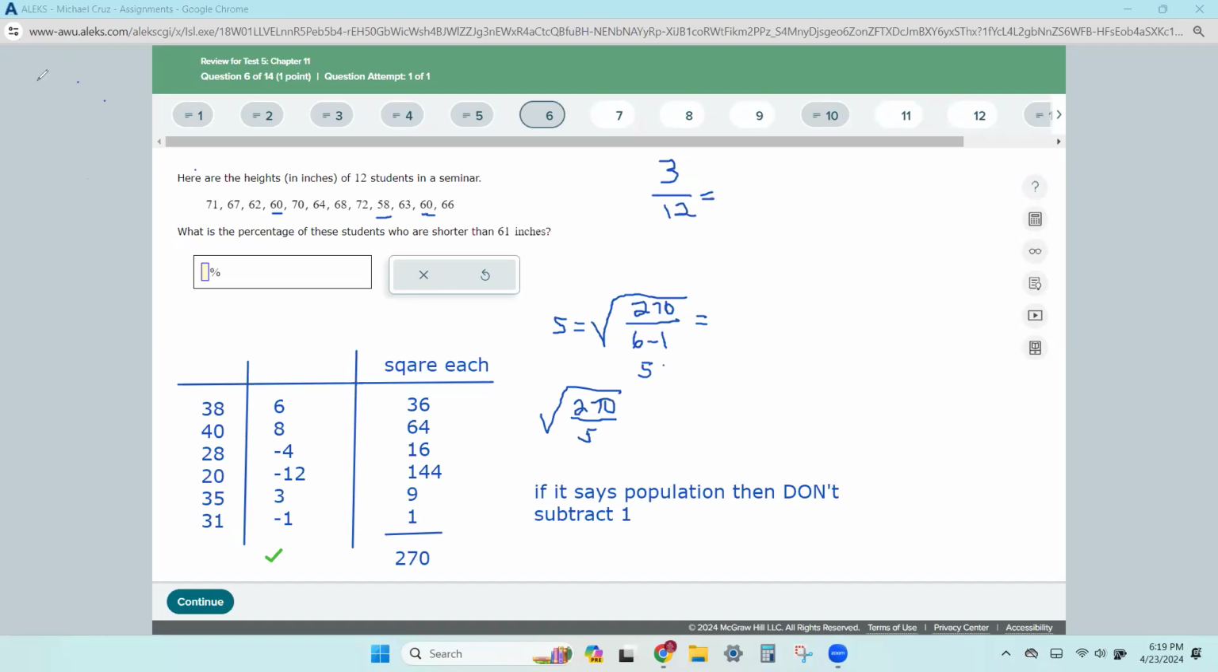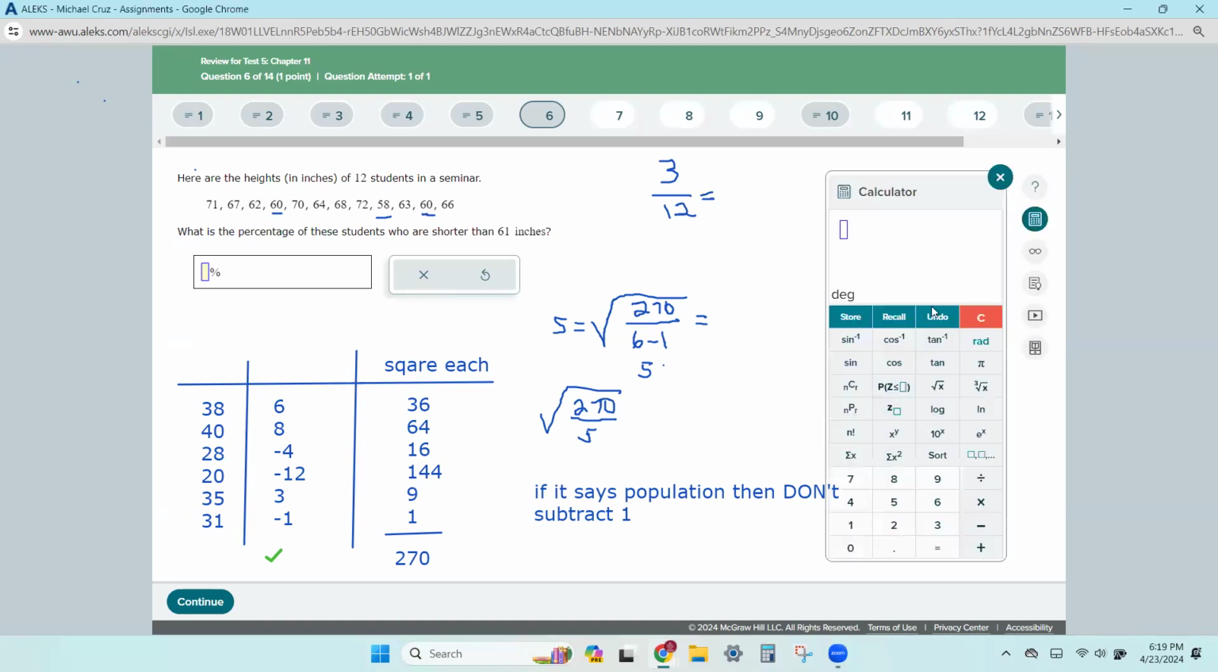And then that would be 0.4, I believe. 0.25. But they want percentage. So remember, times 100. So that's 25%. So 25% of them. Made it look so easy.